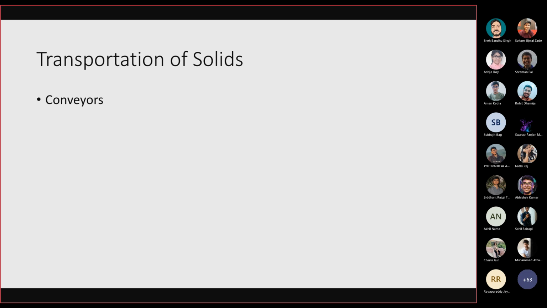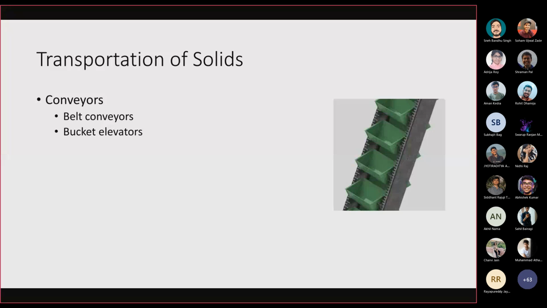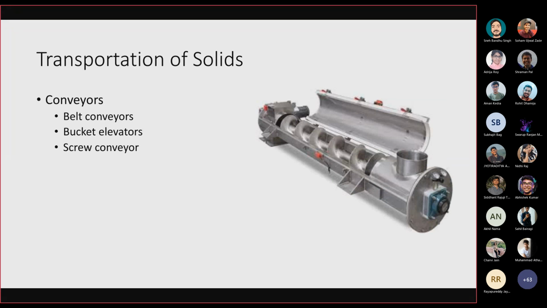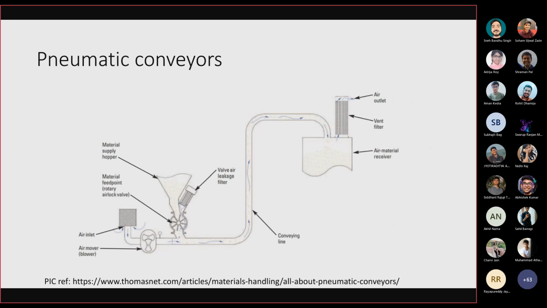that is one. Another one is transportation of solids, like we have seen in the mechanical operations, so I don't think I need to spend any time here. We use conveyors: one is the belt conveyor, bucket elevators, and screw conveyors, which we have seen in the mechanical operations course. Then we also use pneumatic conveyors, which we also saw in mechanical operations, so I don't have to spend much time here.